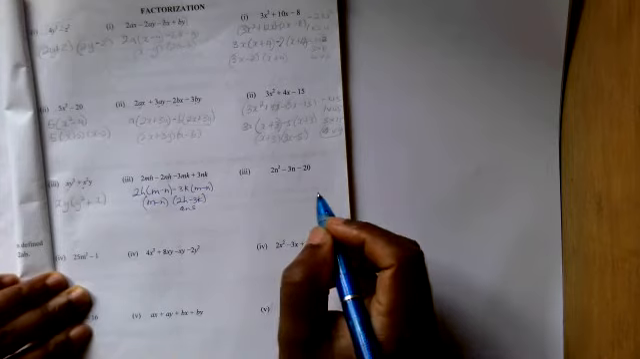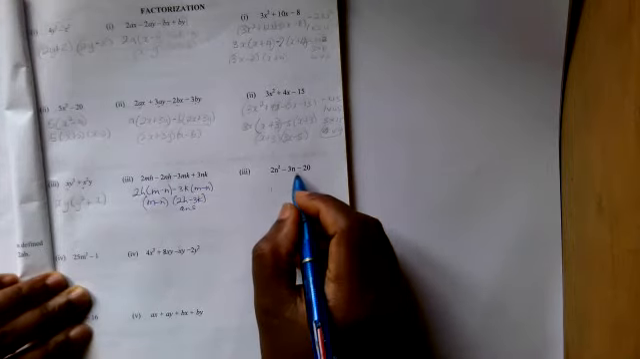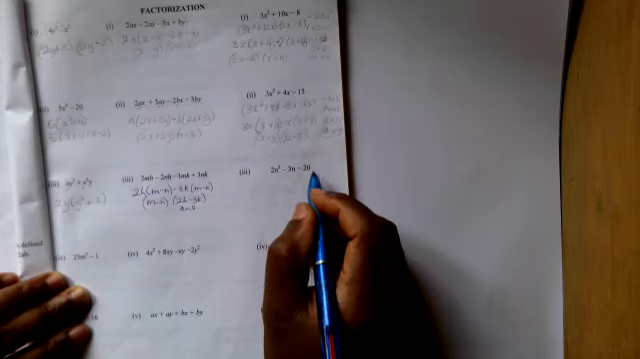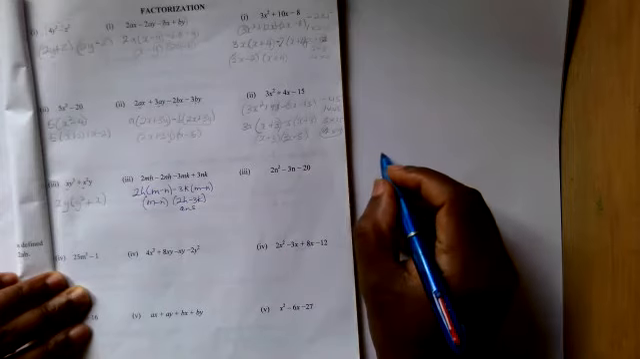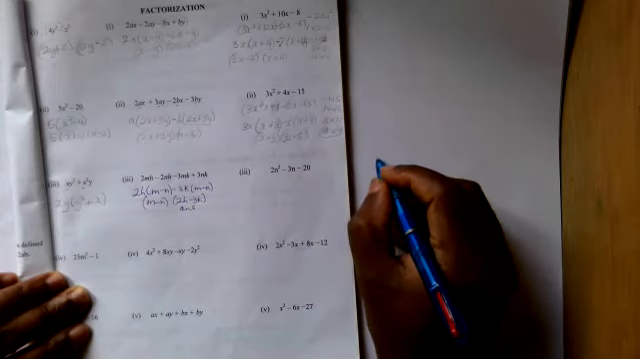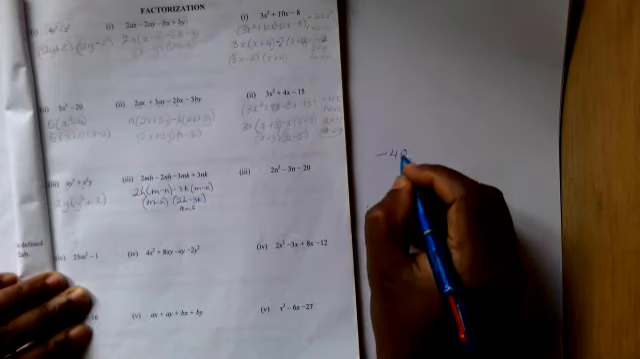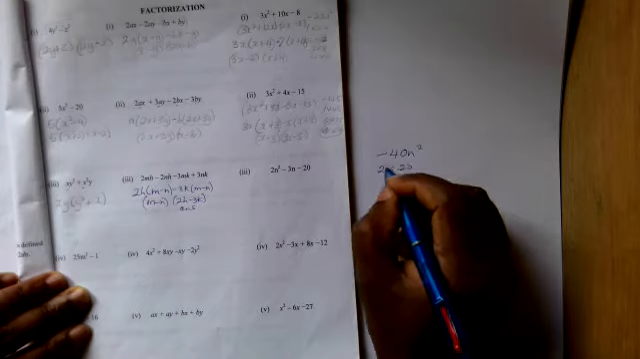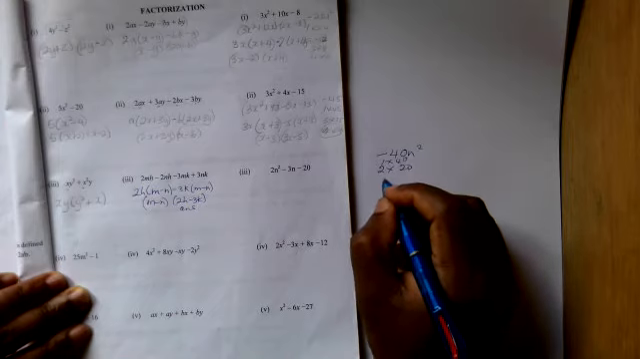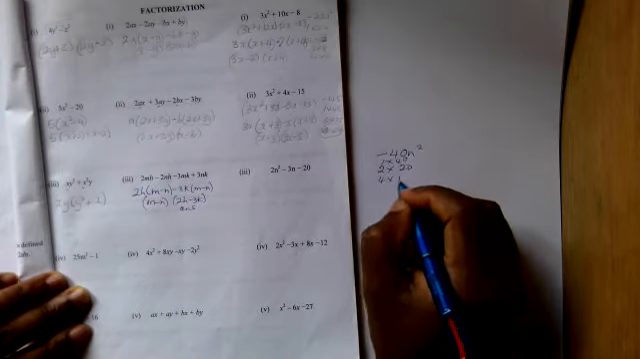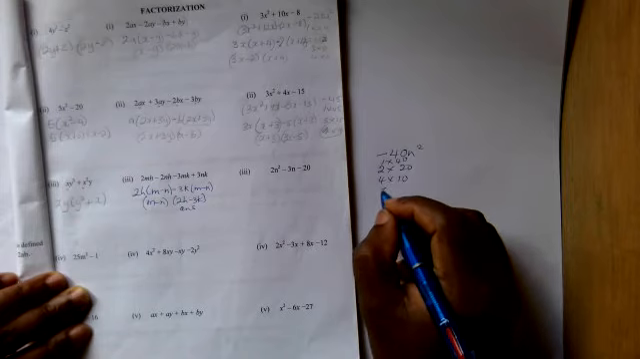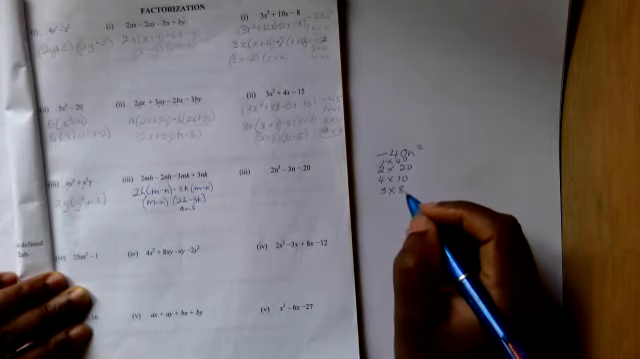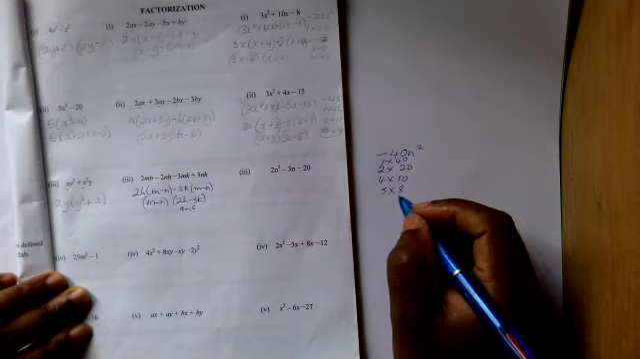Let us look at this one now. It says 2n squared minus 3n minus 20. So when we multiply, we can get what? Negative 40n squared. We can list all the factors of 40. 2 times 20, 1 times 40 also. 4 times 10, 5 times 8. I think that will be it.